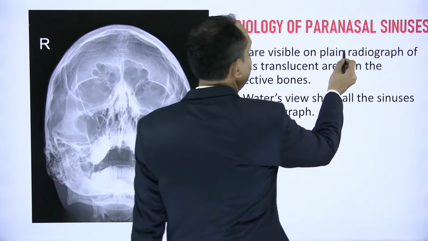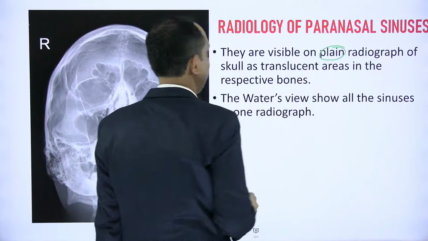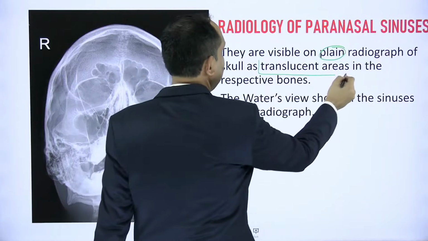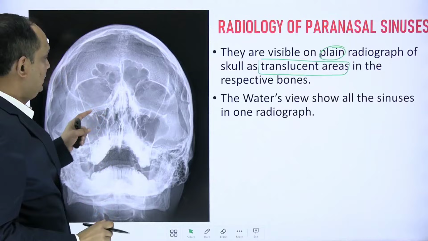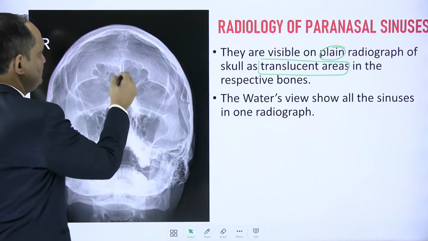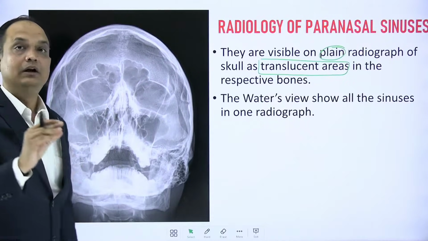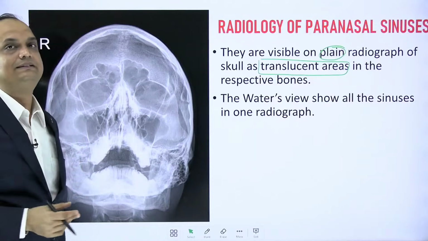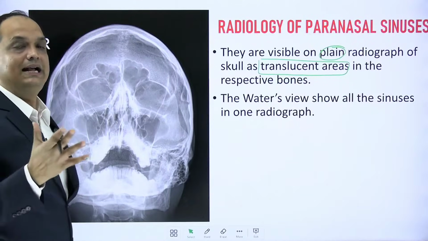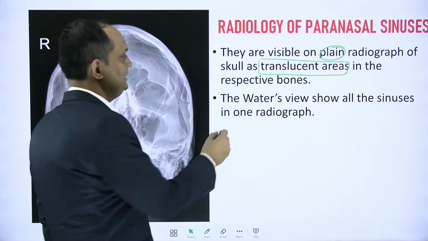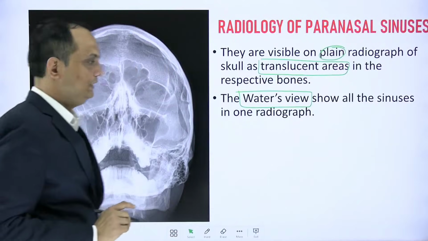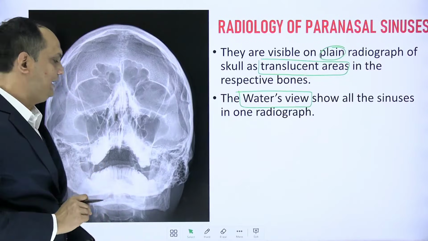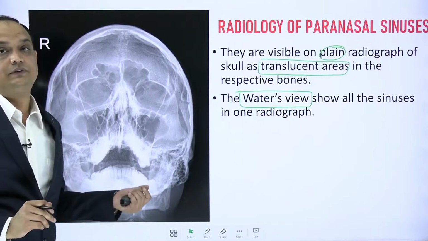Now, this is the last session, to understand that whenever you want to see the paranasal sinuses, we always go for plain X-rays. Now, these plain X-rays will show the translucent areas of the paranasal sinuses in their respective bones. Here you can see these are the translucent areas, but if you want to see all the paranasal sinuses in a single X-ray plain film, then you will take a special kind of view, and that is known as Waters view.